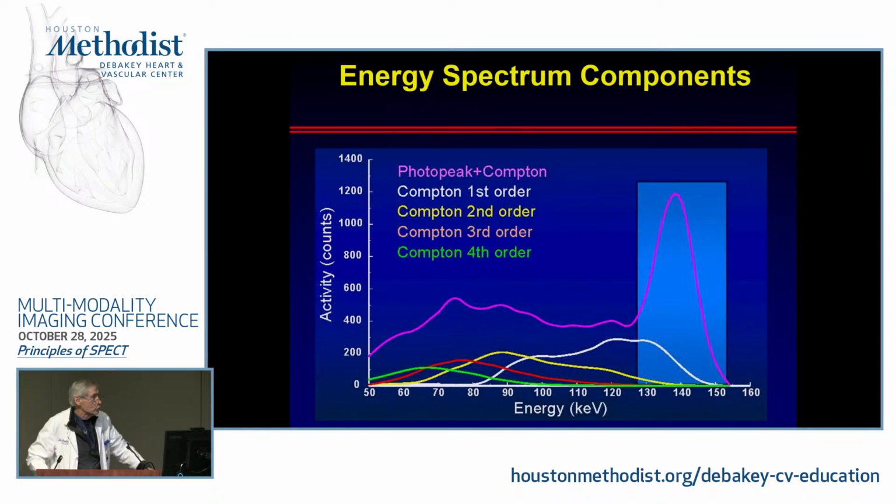And so when you look at a typical energy spectrum, this is what you see. You see the photo peak, which is really what we like, which sits within our window of accepted photons, although some of those Compton scattered photons will also get in. And we have all those other lower energy photons, which are, generally speaking, second and third and fourth order Compton scattered photons, which have lost so much energy that they're quickly eliminated. Okay.